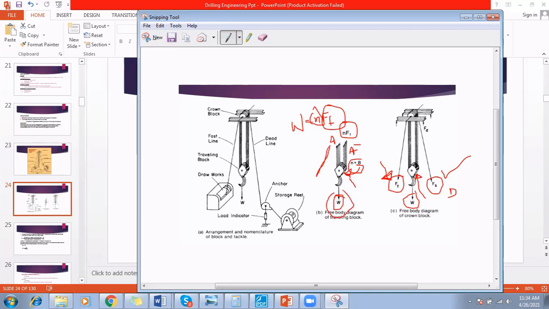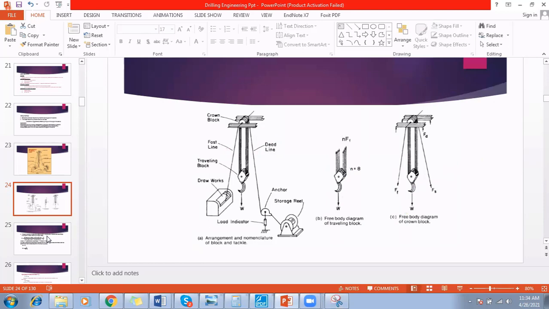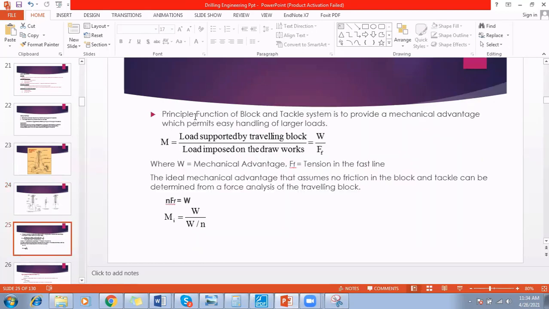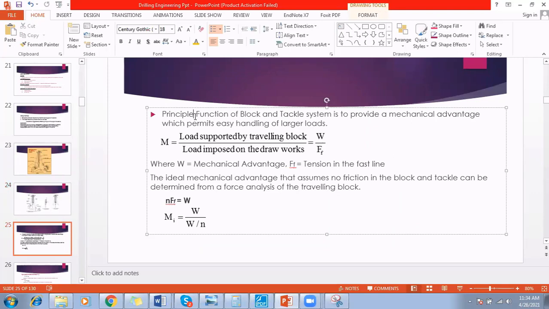Okay. So this is again the arrangement of the block and tackle, and here you can again see this is the dead line, this is the fast line, and this is the traveling block. These are the components that we are discussing again and again. Now let's discuss the mathematical relations that have connection with the calculation of the efficiency and the other parameters within the block and tackle.